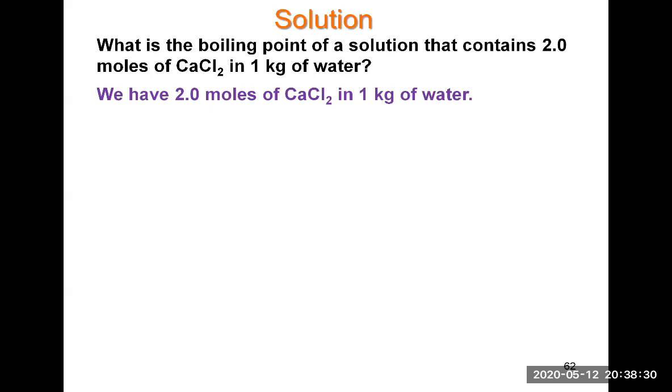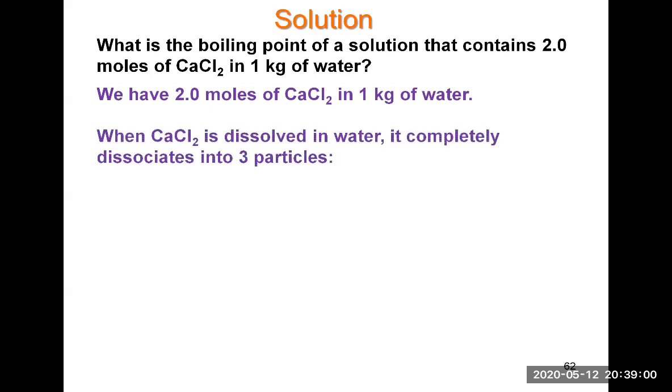So we have 2 moles of CaCl2 in 1 kilogram of water, and when we dissociate CaCl2, it completely dissociates. It's a strong electrolyte, which means it completely dissociates into its ions. And Ca is a cation. It's the Ca2+ ion because it's in group 2A and it's a metal. And then the chloride ion is also a predictable ion from group 7A. So 7 minus 8, it's a -1 ion. So when CaCl2 is dissolved in water, it completely dissociates into 3 particles: 1 Ca2+ and 2 Cl-.